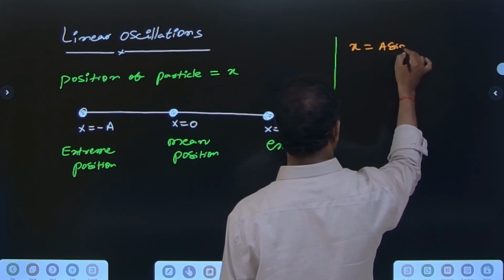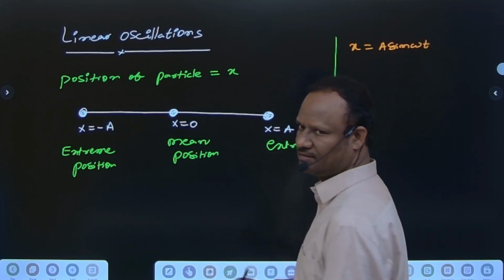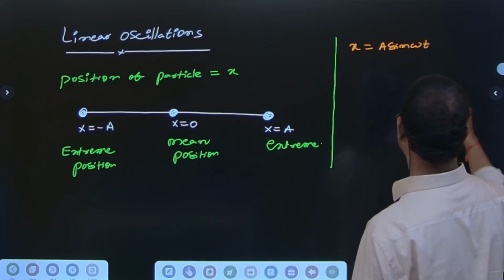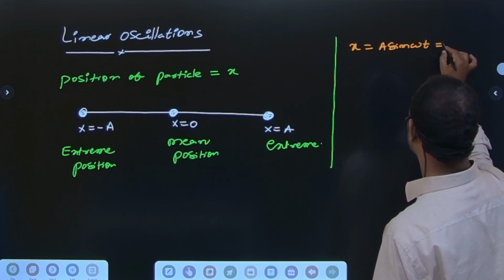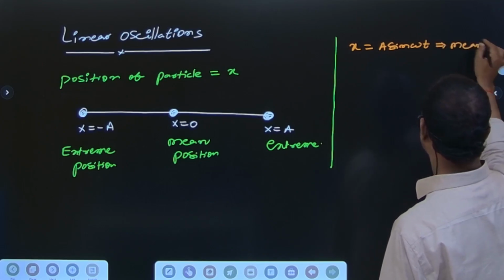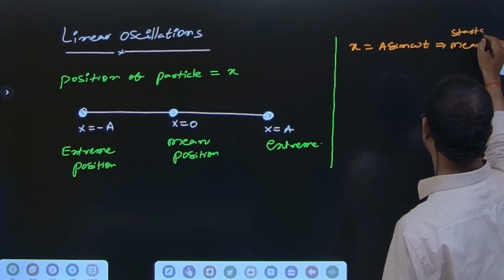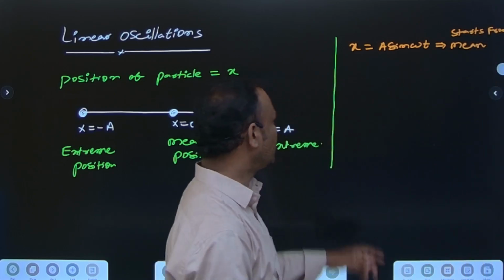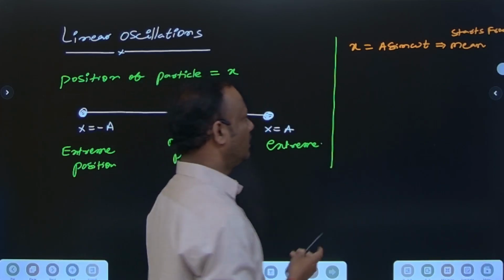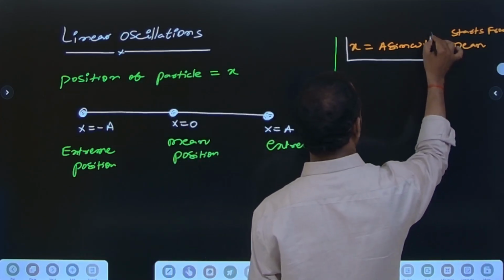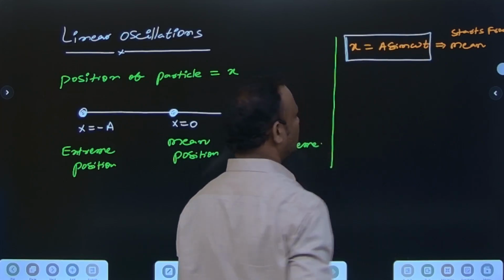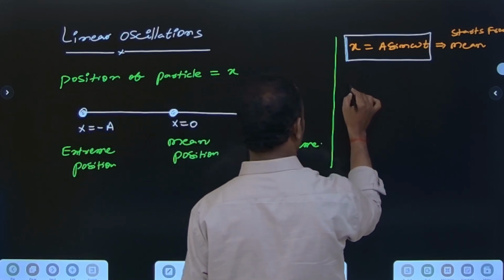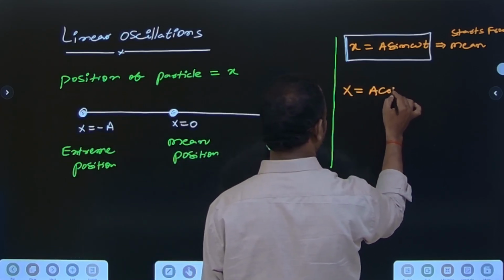Here we can say X equals A sine omega t. X equals A sine omega t means the particle starts from the mean position. When we use the sine function, the particle starts from the mean position. If it is here, X equals A cos omega t.